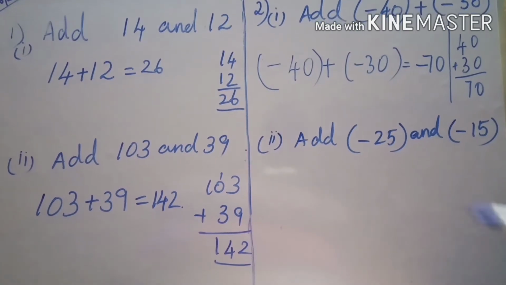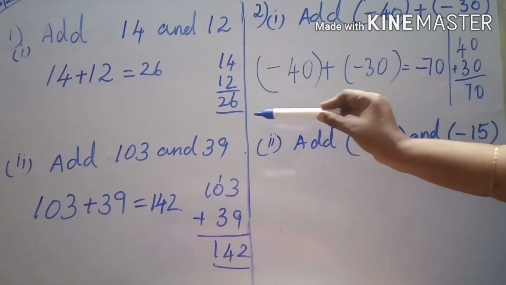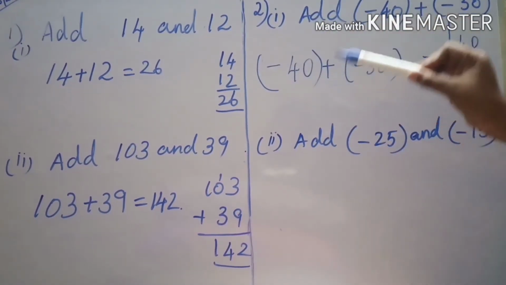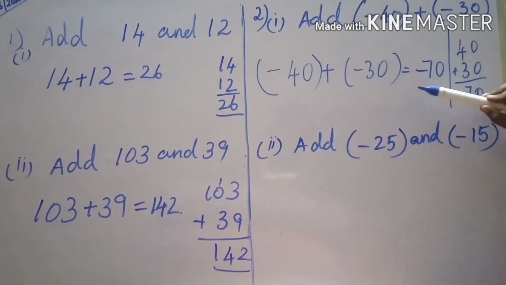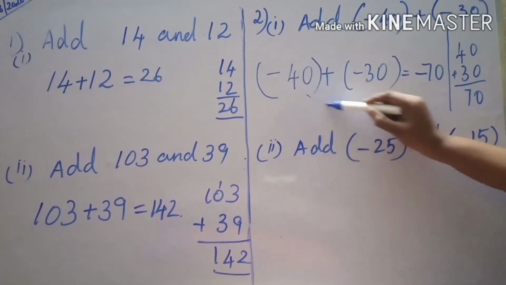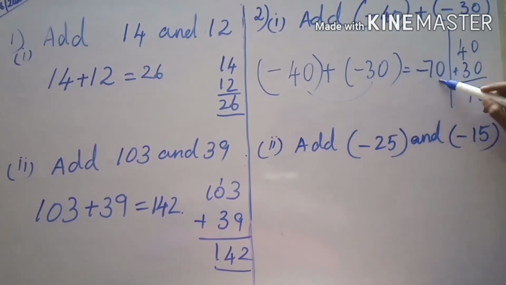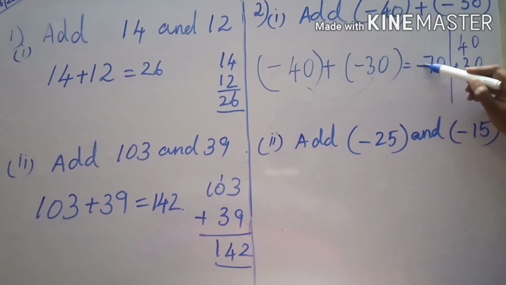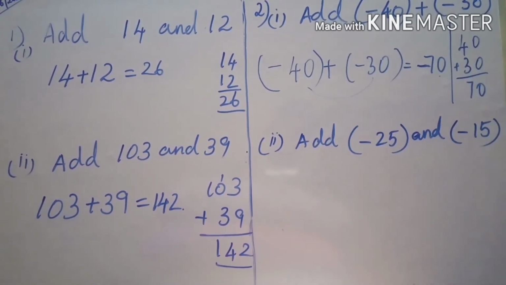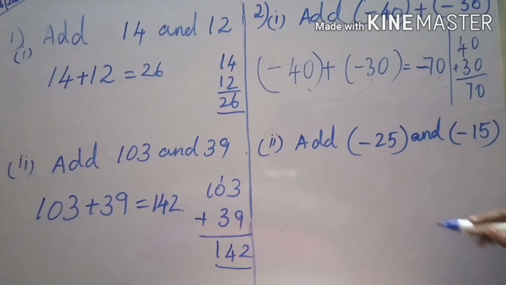Am I clear? 14 plus 12, 26. Both are positive, so the sign is also positive. Here both are negative numbers. Add these numbers first. 40 plus 30, 70. Then the minus symbol. So in that answer also we have to put the minus symbol. Am I clear?